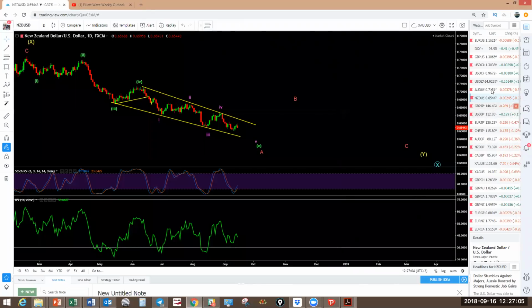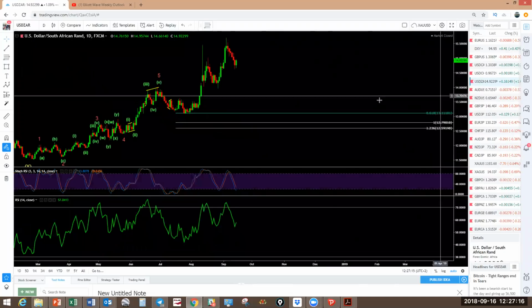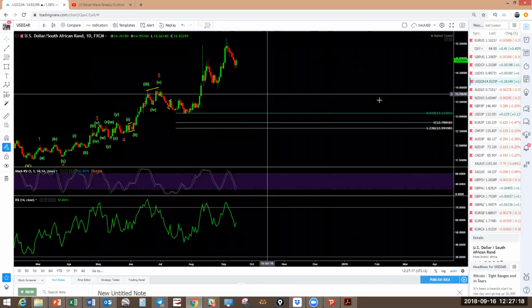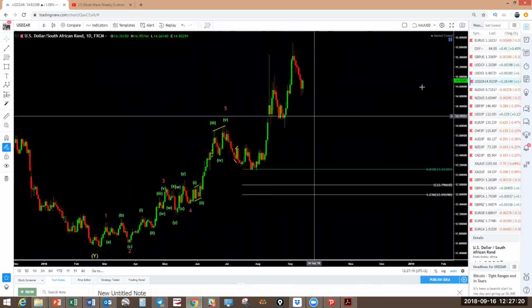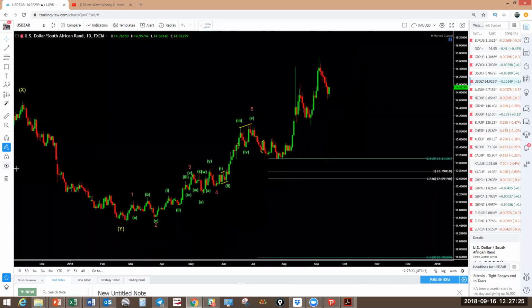So let's look at more US dollar pairs. I think we can do US dollar ZAR. Today I'm going to do US dollar MXN as well, Mexican peso, because it's got a very interesting structure, even though I don't trade it as frequently. All right, so let's look at this one here.